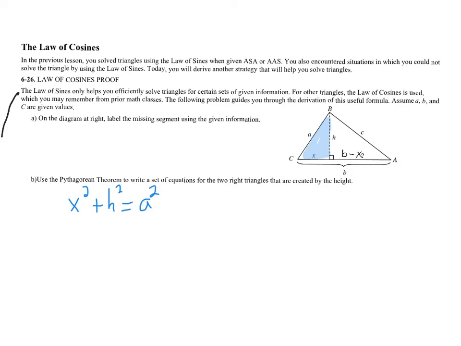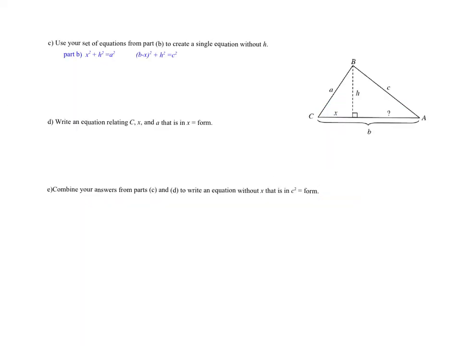And in green, we have this triangle, and its formula is b minus x, that's one of the sides of the triangle, squared, plus h squared has to equal c squared. Now let's take these formulas and move forward.